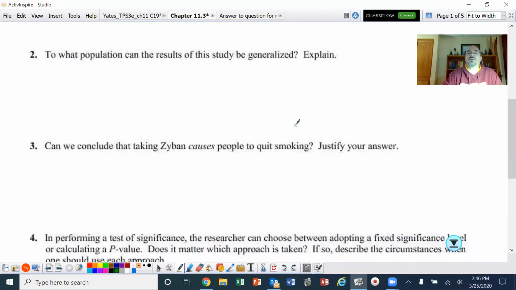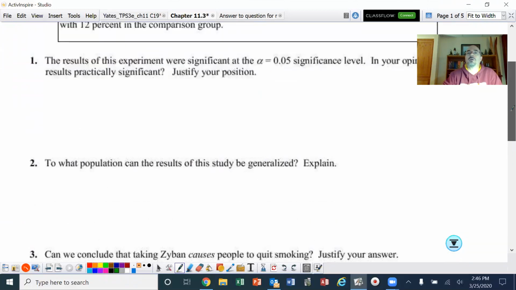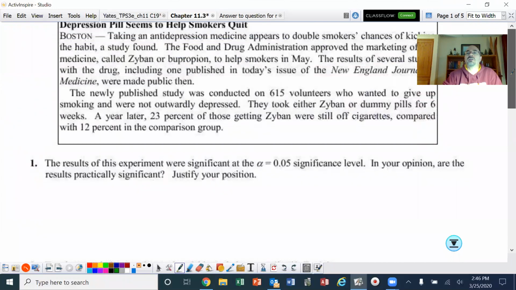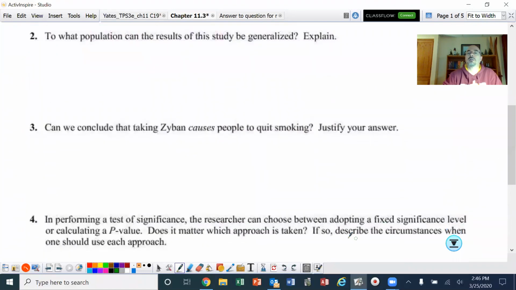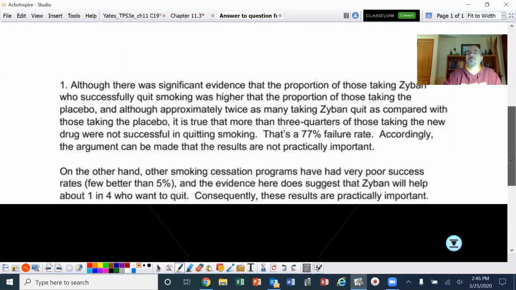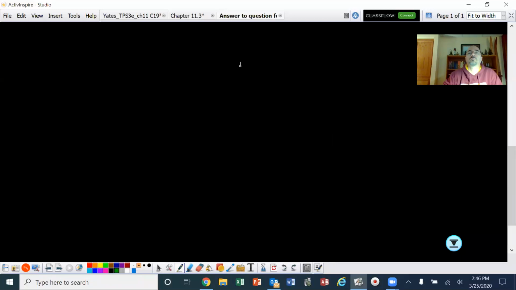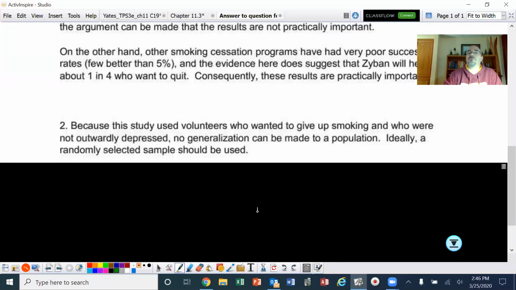To what population can the result of this study be generalized? Okay, well, again, back up here, it says that 615 volunteers who wanted to give up smoking. Let's see what an answer would look like here. Because the study used volunteers who wanted to give up smoking and who were not outwardly depressed, no generalization can be made to a population. It's volunteers, folks. Ideally, a randomly selected sample should be used.